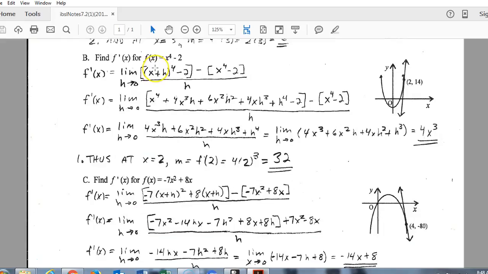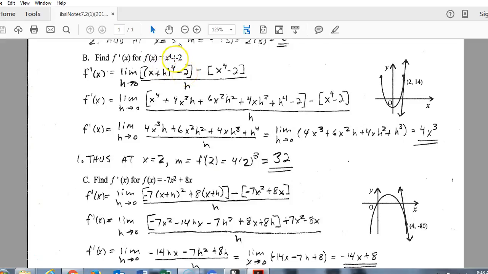For the last two examples, it's just the same using the first principles method. So again, I'm going to start by replacing x with x plus h to get my first part of my setup here. So this would become x plus h to the fourth minus 2. And that gives me the first part of my setup.